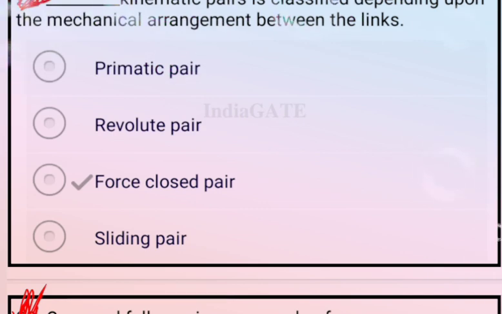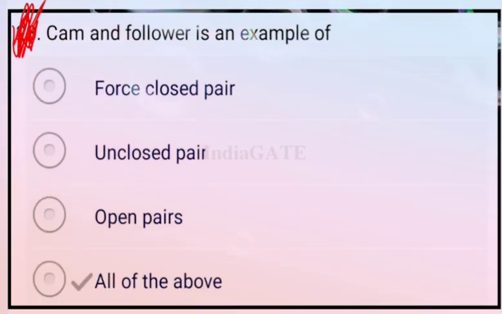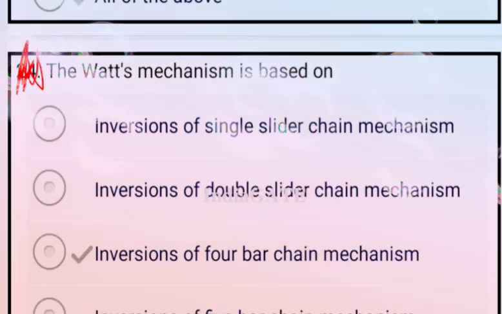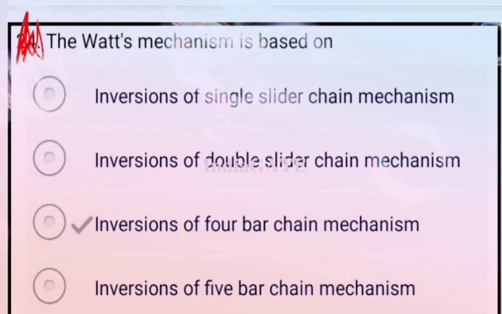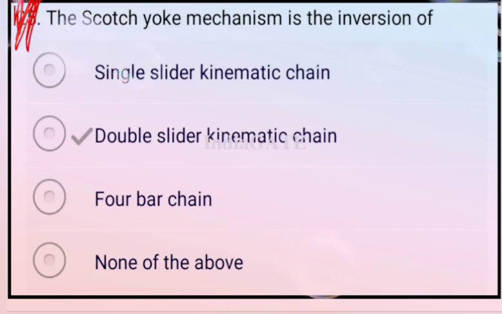Dash kinematic pair is classified depending upon the mechanical arrangement between the links, that is called the force closed pair. Now come to the next question. Cam and follower is an example of all of these, meaning it is an example of force closed pair, unclosed pair and open pair. Now come to the next question. The Watt's mechanism is based on the inversion of the 4-bar chain mechanism. So option C is your correct answer. Now come to the next question. The Scotch yoke mechanism is an inversion of the double slider kinematic chain.